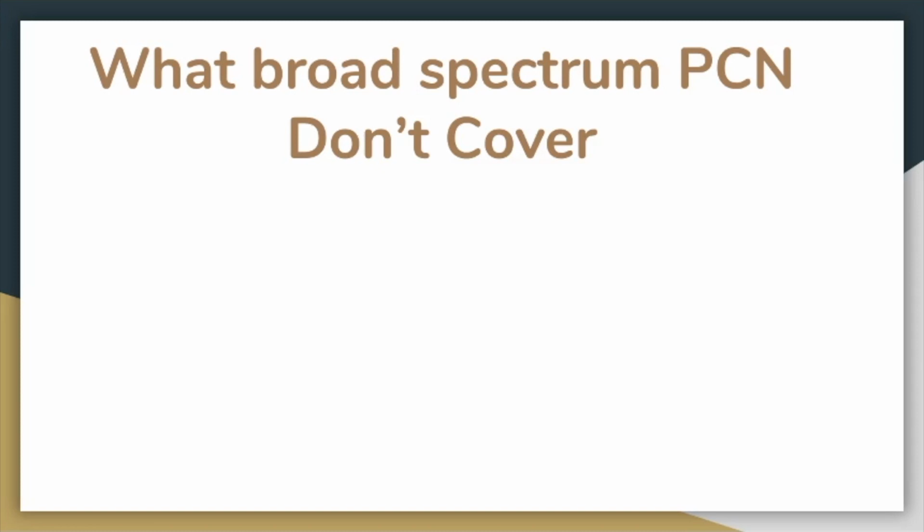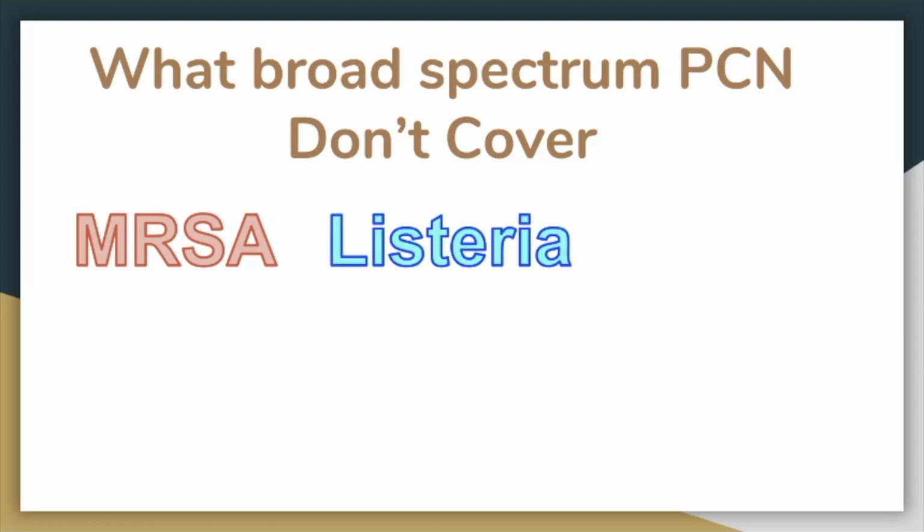So a few of the examples of things it does not cover include MRSA, and we didn't talk about this. So MRSA uses two of the mechanisms of resistance that we talked about. So one, it produces beta-lactamases, so it basically cleaves the antibiotic before it can work on the bacteria. And two, it changes the penicillin binding site. So then a lot of antibiotics can't recognize MRSA to try to kill it. Next, listeria.